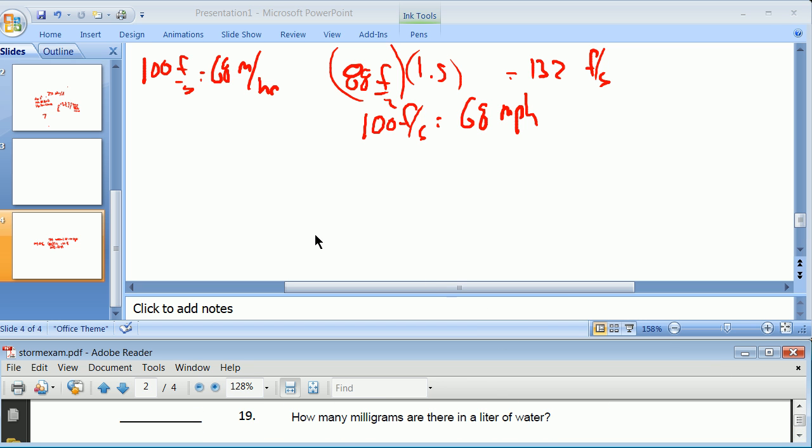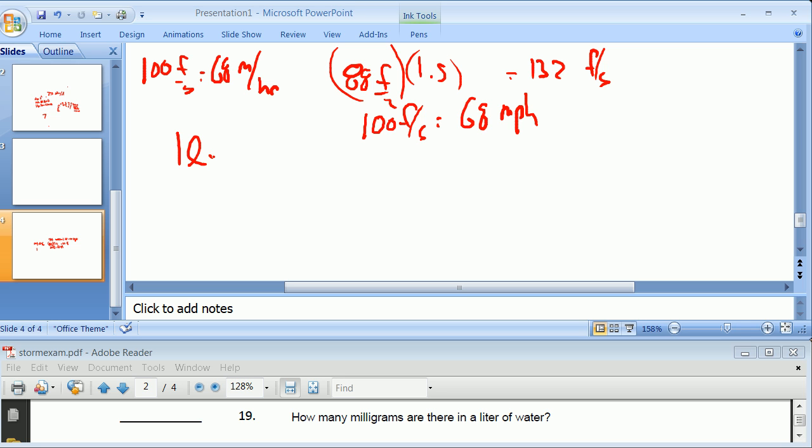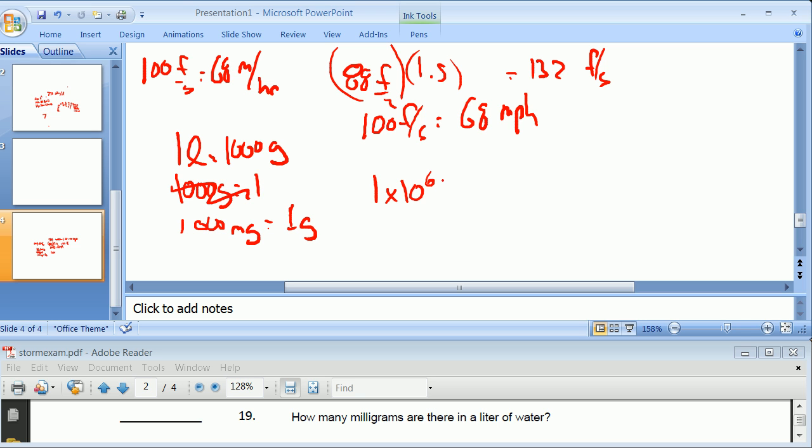How many milligrams in a liter of water? 1 liter is 1,000 grams. 1,000 milligrams equals 1 gram. Therefore, there are 1 times 10 to the 6th, 1 million milligrams per liter. That's the same as a part per million.